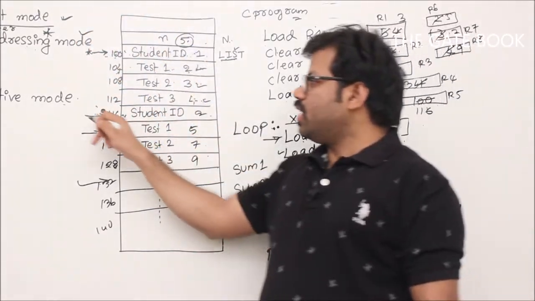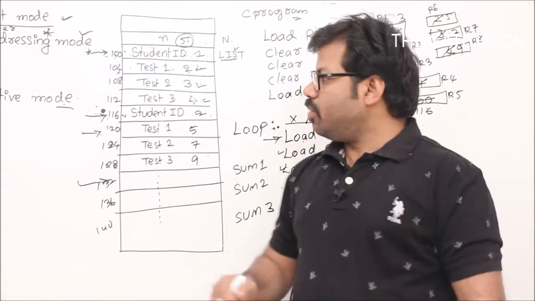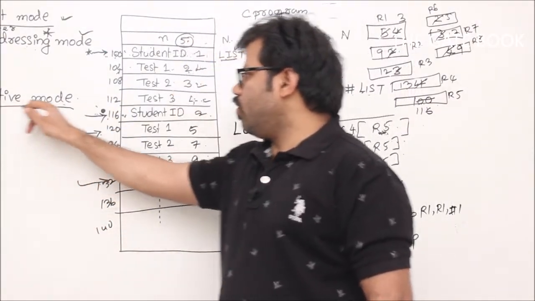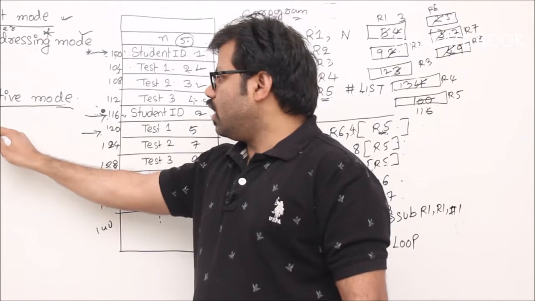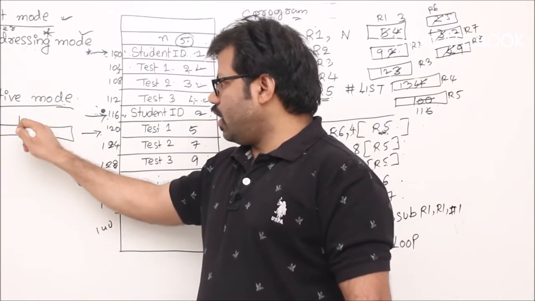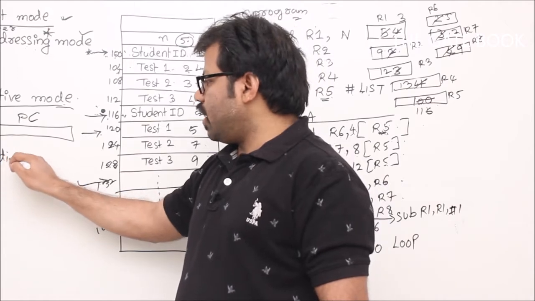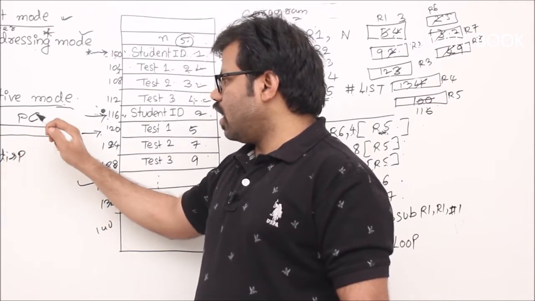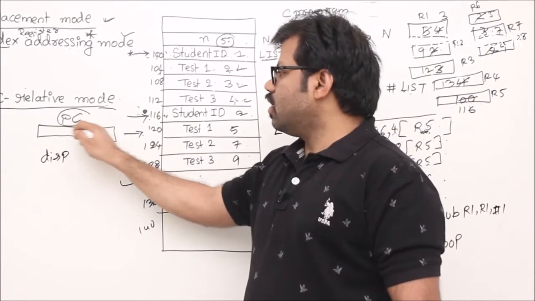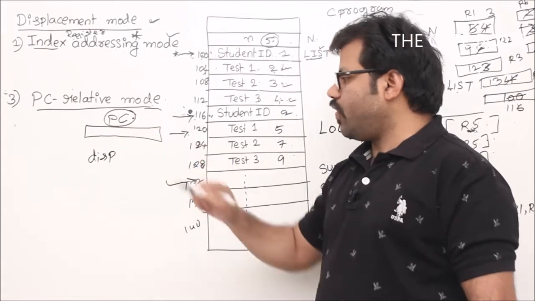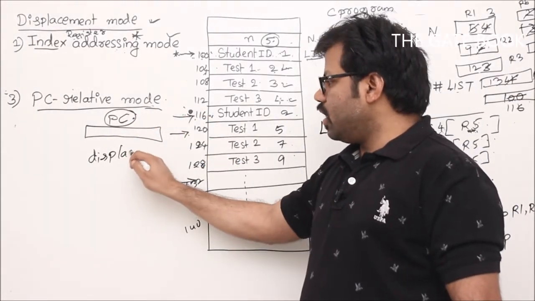Now we'll see PC relative mode. What is it, sir? In PC relative mode, generally the story is the same. There will be a program counter, you know that, right? So program counter, and we will be only telling the displacement, and the index register, otherwise the base register, is fixed. Now we only tell the displacement.